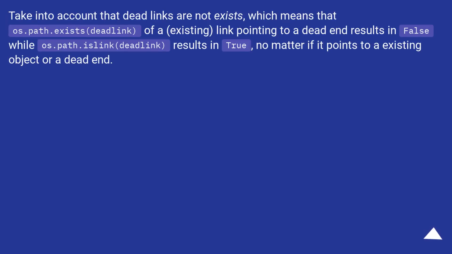Take into account that dead links do not exist, which means that os.path.exists(dead link of A), an existing link pointing to a dead end, results in false, while os.path.islink(dead link) results in true, no matter if it points to an existing object or a dead end.